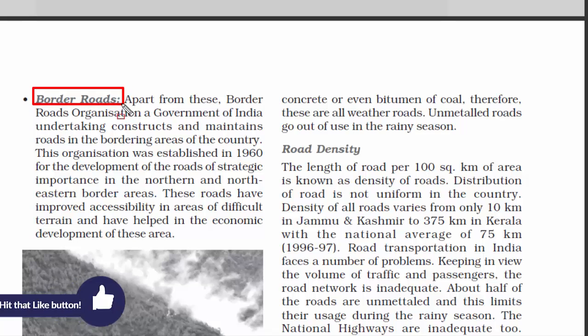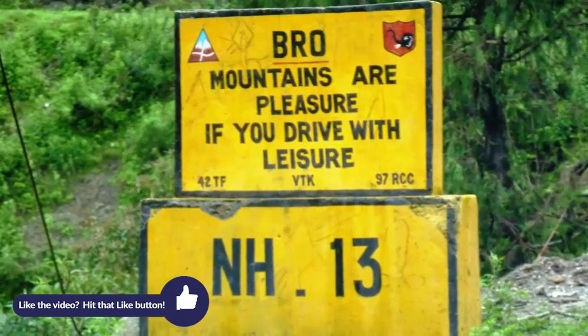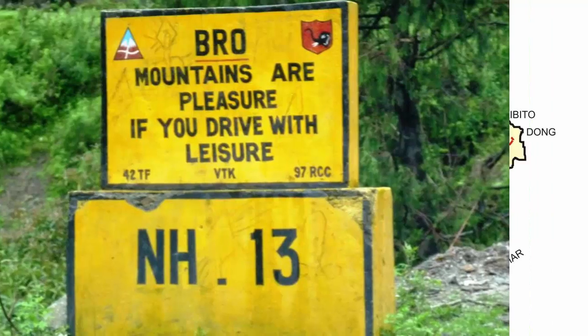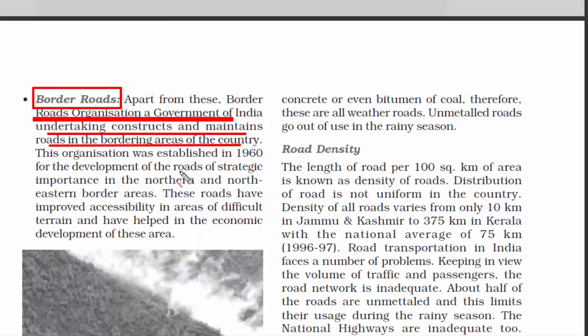And the last one is border roads. There's a government organization called the Border Roads Organisation. They construct and maintain the roads in the border areas of the country. I think you can easily figure out what kind of roads we are referring to. We are talking about the roads that are built in the border areas of two countries. The main challenge of creating a border road is improving accessibility in areas of difficult terrain.